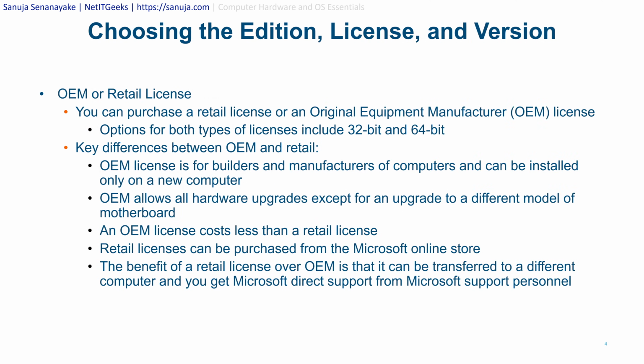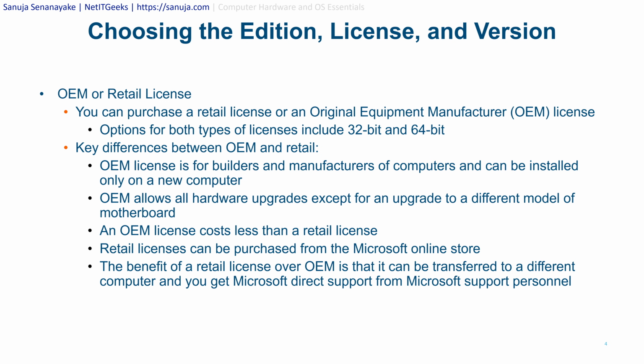Choosing the edition, license and version. OEM, also known as Original Equipment Manufacturer, or Retail license are the types of licenses that you can purchase. You can purchase a retail license or an OEM license from a retail store. The options for both of these types of licenses include 32-bit and 64-bit versions, even in Windows 11.